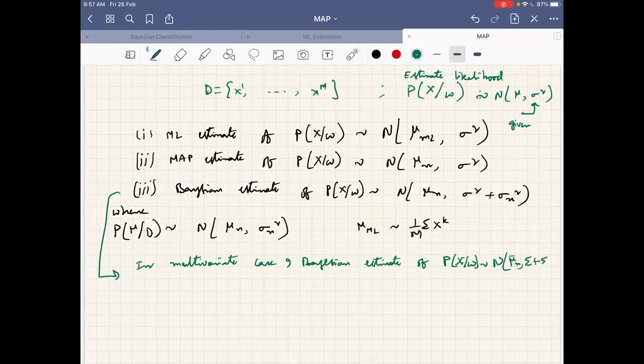Sigma plus sigma n, that's all. What is sigma n again? P of mu given D. If you write it as a Gaussian with mu n bar comma sigma n, then sigma n is the uncertainty and sigma is the ML estimate.